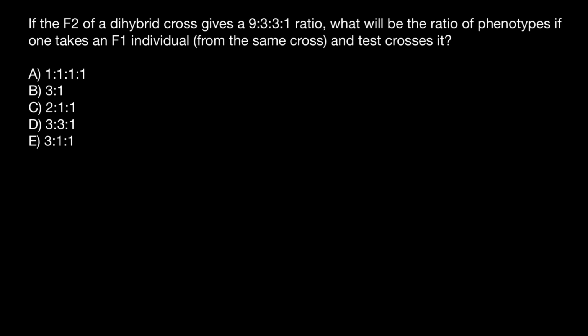If F2 of the hybrid cross gives a ratio 9 to 3 to 3 to 1, what will be the ratio of phenotypes if one takes an F1 individual from the same cross and test crosses it? And here are the variants of the answers. First of all, how do we get this ratio 9, 3, 3 to 1?